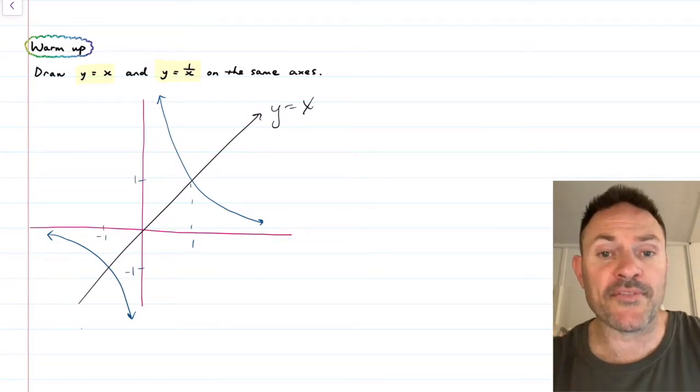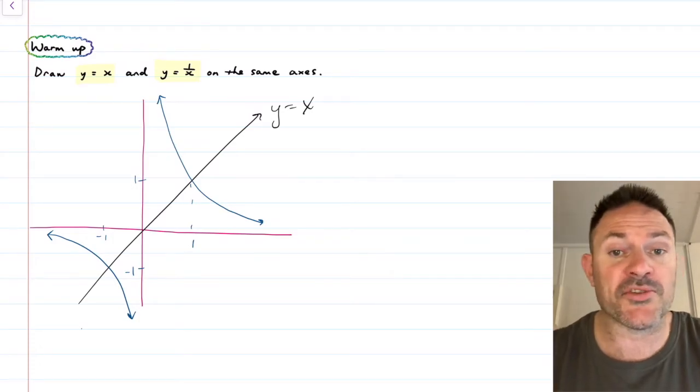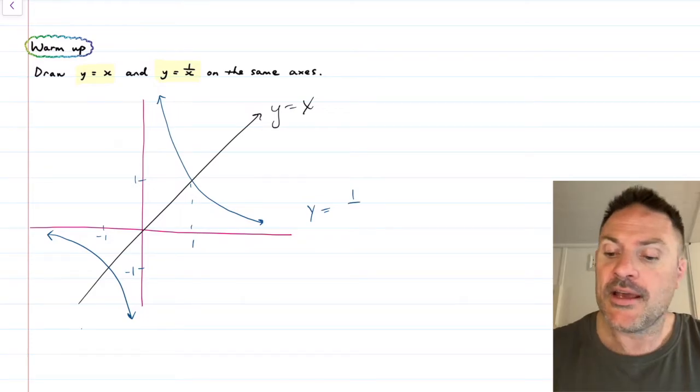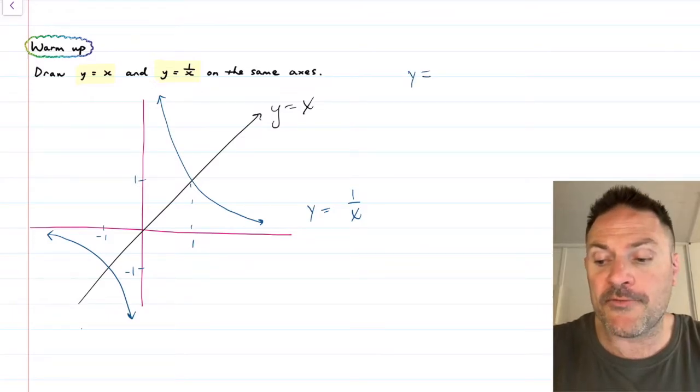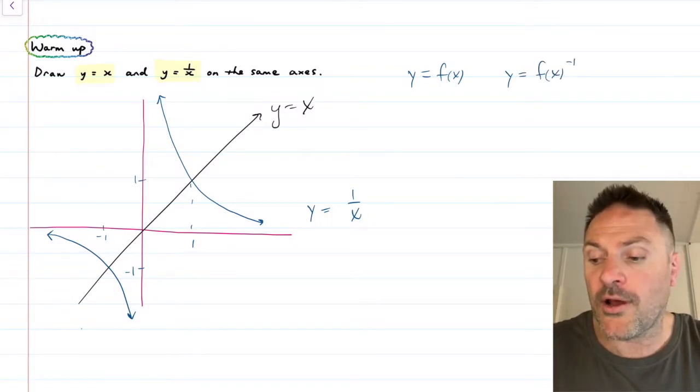Now the reason why we've done this to start off with is because we're looking at reciprocals in this lesson, and of course if you look at y equals x, what's a reciprocal? Well, in fact it is y equals 1 over x. Now technically speaking, we're going to be looking at function notation. So if we're using something like y equals f of x, then the reciprocal will be y equals f of x to the -1, or we know it as y equals 1 over f of x.